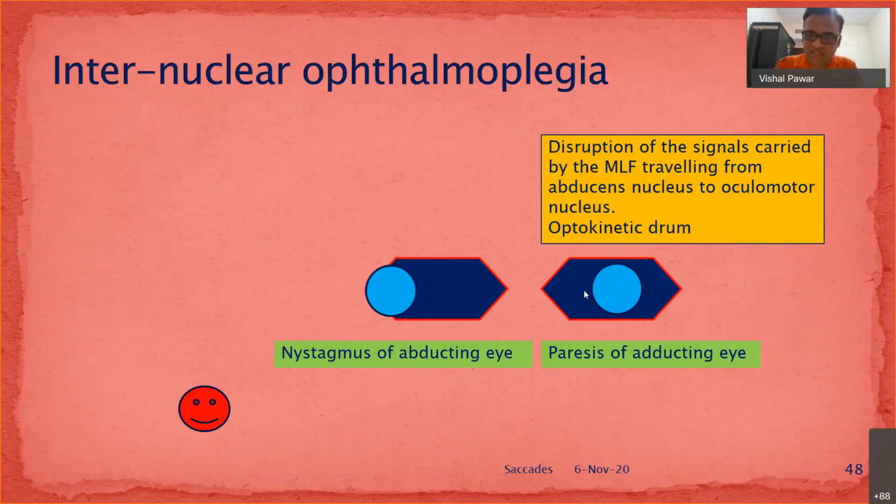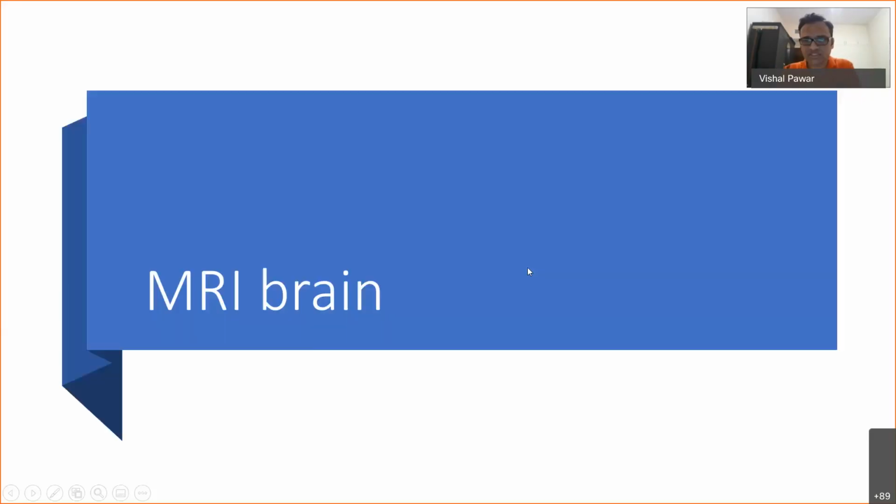The adduction paresis or slowness happens because of disruption of signals carried by the MLF traveling from the abducens nucleus to the oculomotor nucleus. And we can use the optokinetic drum and check the adduction on this side. It was severely impaired. Even in optokinetic testing I did in this patient, the gain was very low for the adduction.